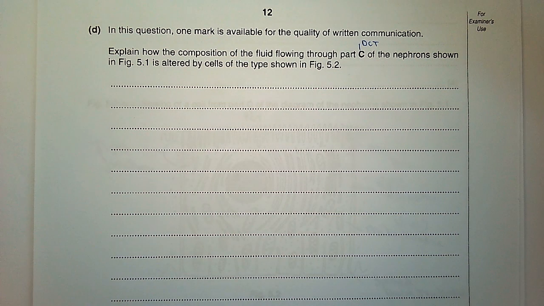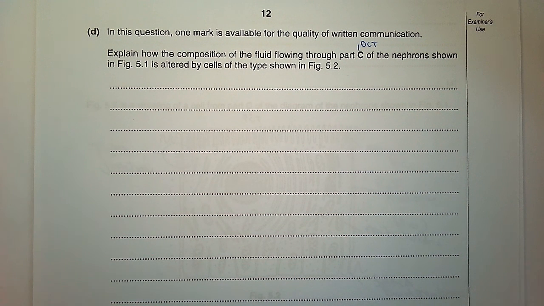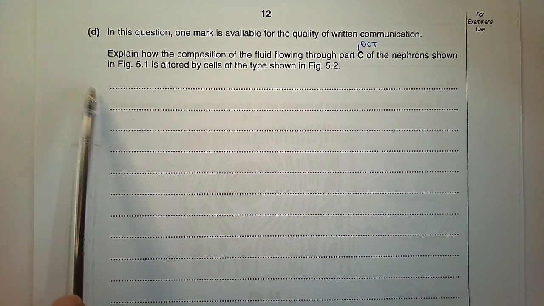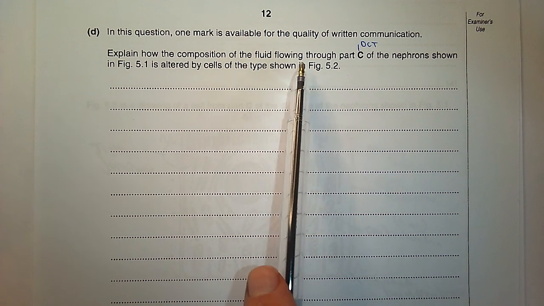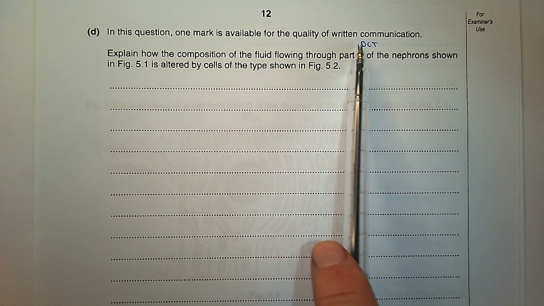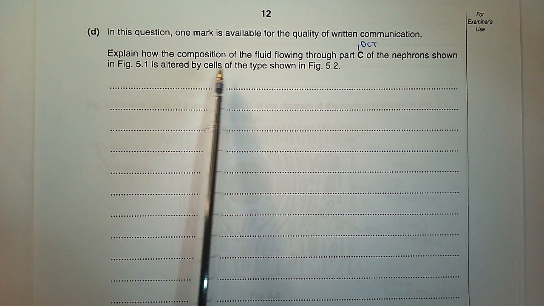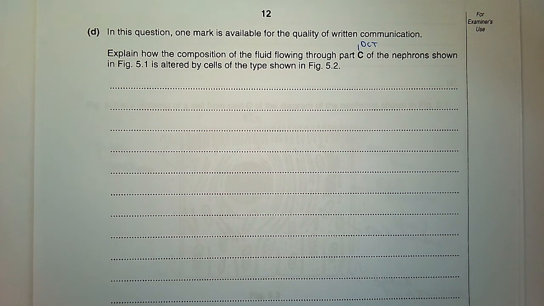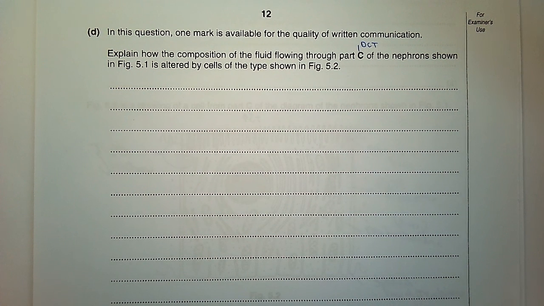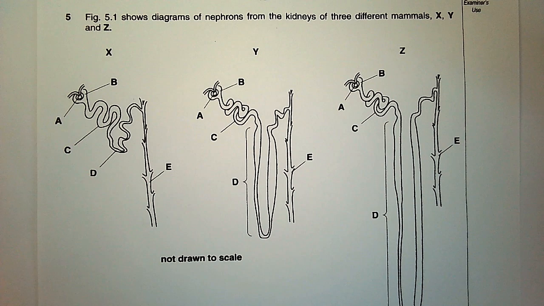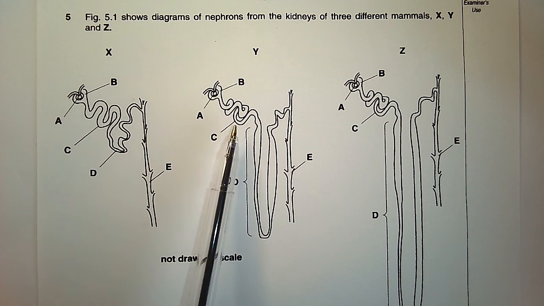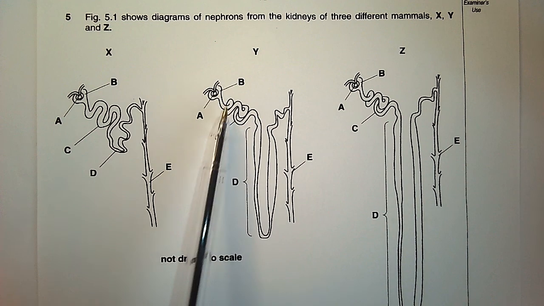This is an exam question about the kidney and the roles of the nephron. The question says, explain how the composition of fluid through part C, which is the distal convoluted tubule of the nephron, shown in figure 5.1, is altered by the cell type shown in figure 5.2. So 5.1 is just a picture of the nephron. You can see you've got 3 pictures of nephrons. The question is about part C, which is the DCT.